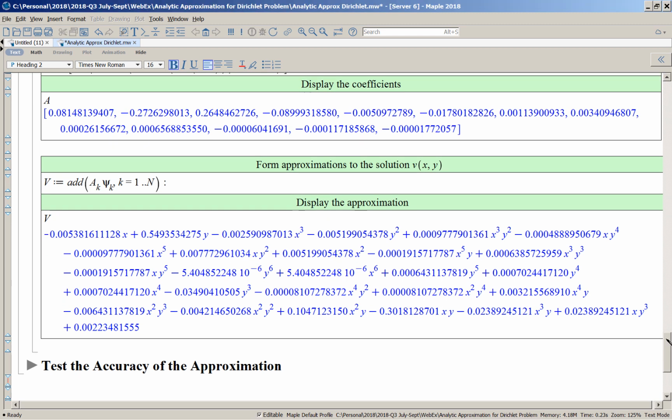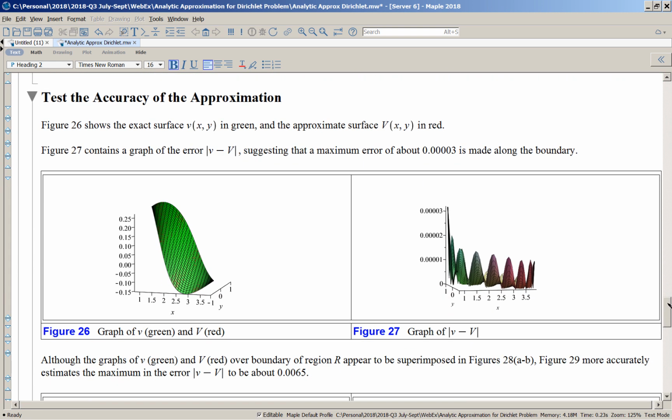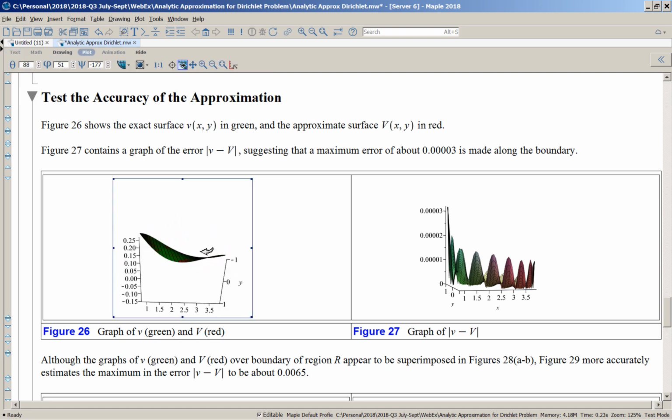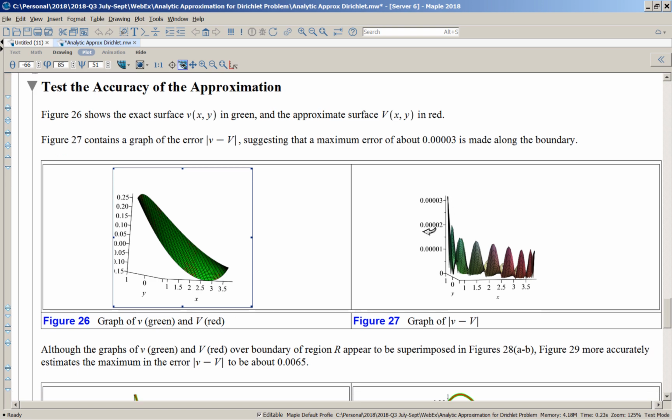And finally, we want to test the accuracy of this approximation. So this is a graph of the exact solution in green and the approximate solution in red. I mean, the red pixels are embedded in that green surface. This is a graph of the absolute value of the difference. Look at the magnitude of the worst spike here. It's on the order of 3, what is that? This is tenths, hundreds, thousands, 10,000s, 300,000s.